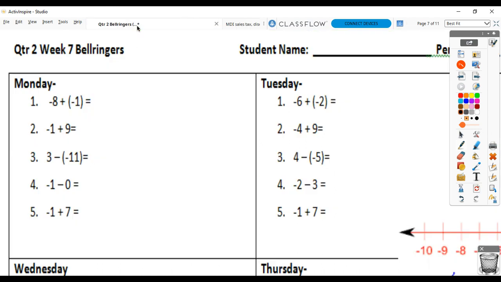All right, go ahead and switch over to the bell ringer. Again, if the substitute teacher did not find the bell ringers, please remind them that it is in the folder that's labeled Math 910.